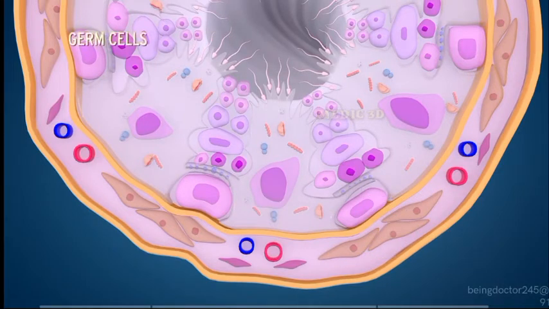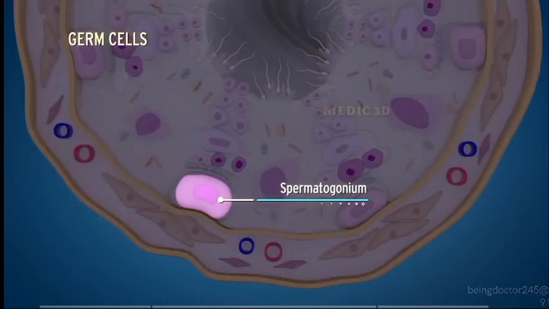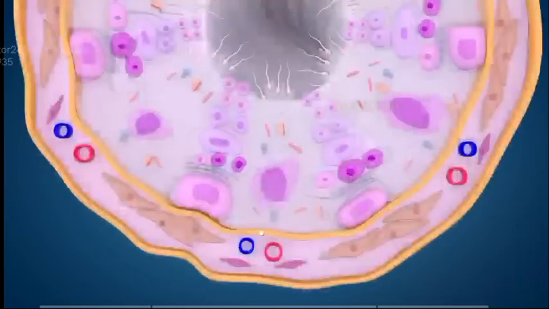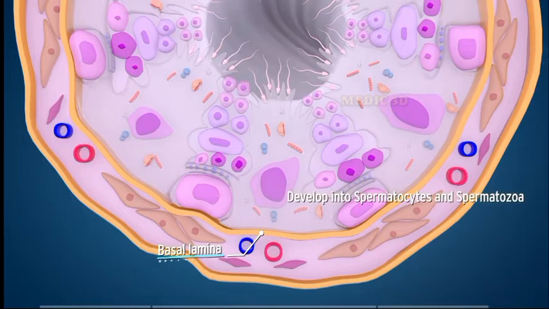Germ cells. Germ cells, or spermatogonium, are the undifferentiated germinal epithelial cells of the seminiferous tubule, which are present near the basal lamina of the seminiferous tubule, and they develop into spermatocytes and spermatozoa in the process of development, or spermatogenesis.